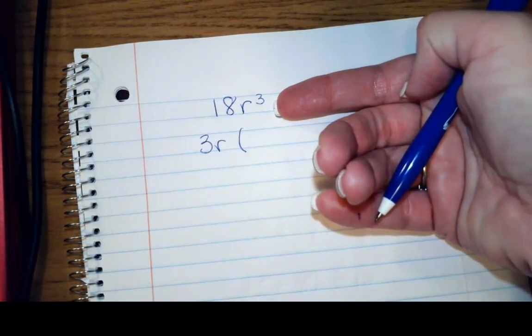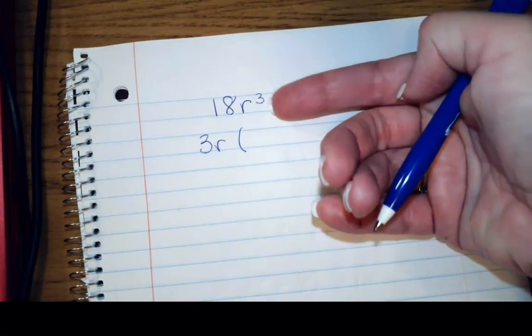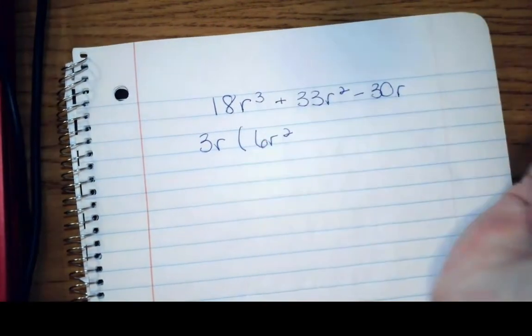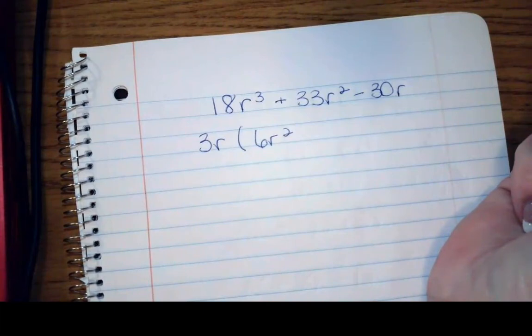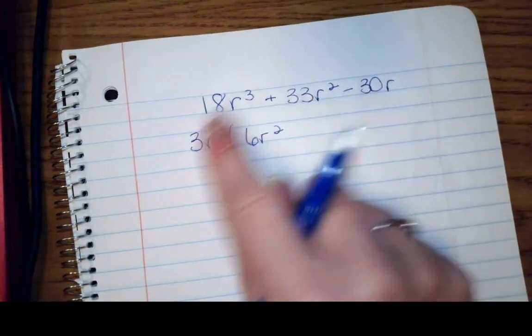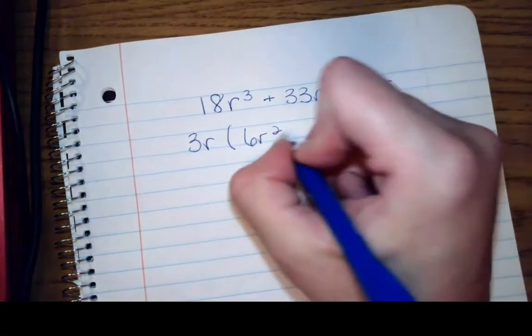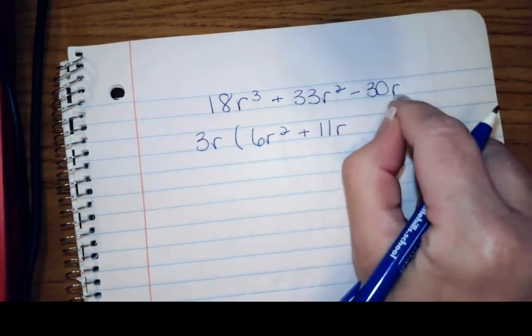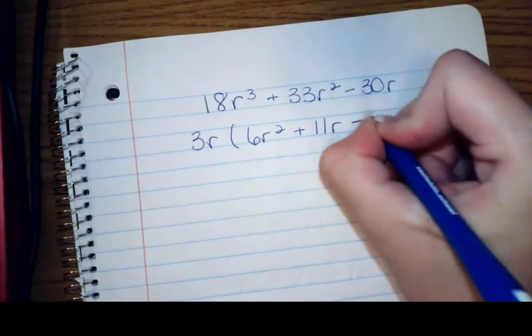What's 18 divided by 3? It's 6. I got 3 r's, but I take 1 out. So that leaves me with a 6r squared. Okay. What is 33r squared divided by 3r? That's going to be 11r. And what is negative 30r divided by 3r? That's going to be a negative 10.